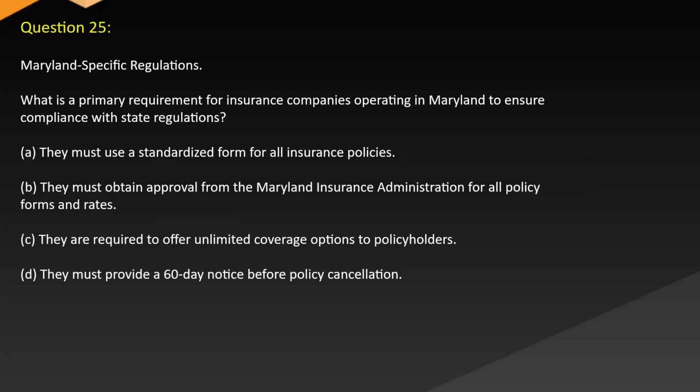Question 25. Maryland-specific regulations. What is a primary requirement for insurance companies operating in Maryland to ensure compliance with state regulations? A. They must use a standardized form for all insurance policies. B. They must obtain approval from the Maryland Insurance Administration for all policy forms and rates. C. They are required to offer unlimited coverage options to policyholders. D. They must provide a 60-day notice before policy cancellation.